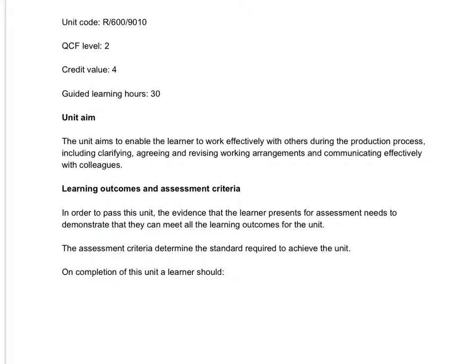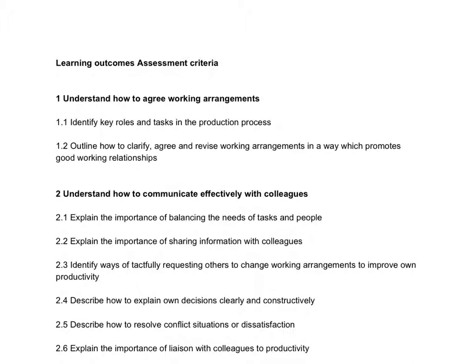Here are the outcomes you will be looking into. For outcome 1, understanding how to agree working arrangements. For this, what you need to be looking at is identifying key roles and tasks within the production process.